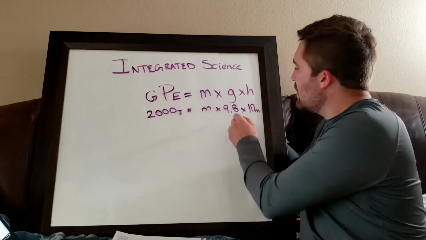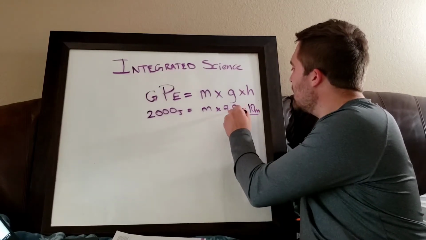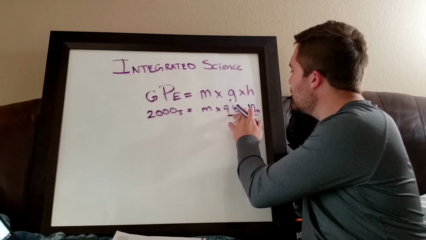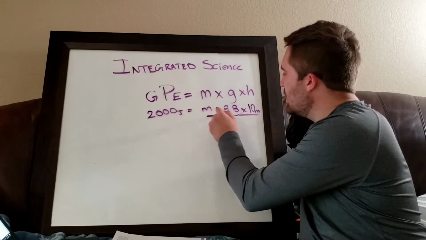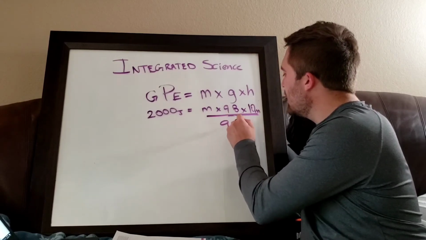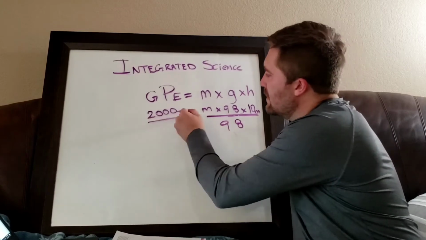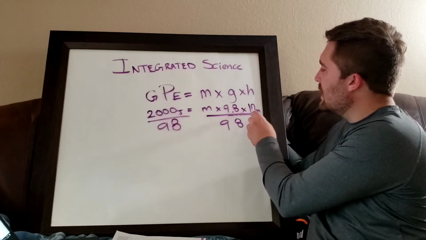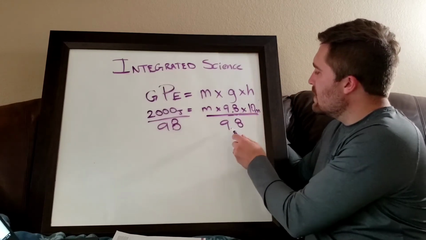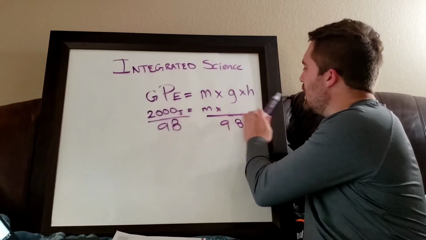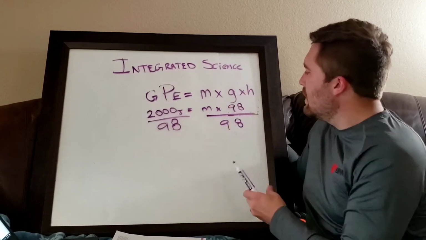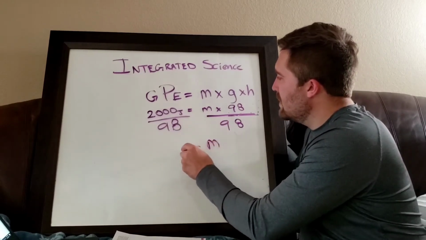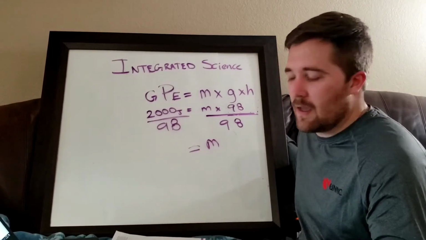So what we can do is multiply these together here. 9.8 times 10 would be 98, you just move the decimal over. And then you just have to get over to this side. So you divide by whatever you have here. You divide by 98, and then you divide by 98 on this side. I got 98 because I multiplied 9.8 times 10. And then you have mass by itself, how you want it, and then whatever 2,000 divided by 98 is.